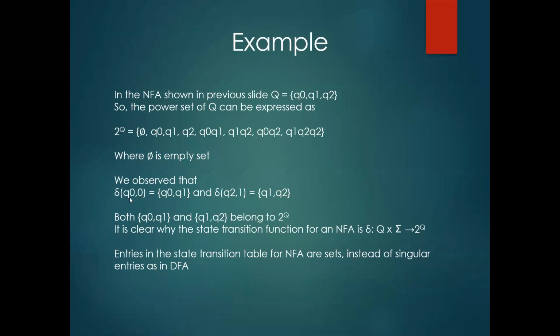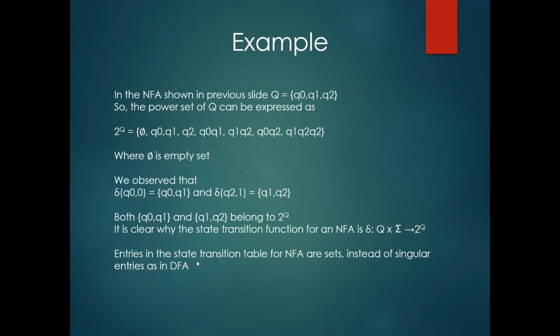Now you can see that from state Q0 on input 0, we have transitions to these two states, Q0 and Q1. And from Q1 on input 1, we have transitions to states Q1 and Q2. Now Q0, Q1 and Q1, Q2 both can be found in the power set, right? Both belong to this 2 raised to Q set. So that is the reason we can say that the state transition function of NFA, delta, is nothing but Q cross sigma, and it maps to 2 raised to Q.